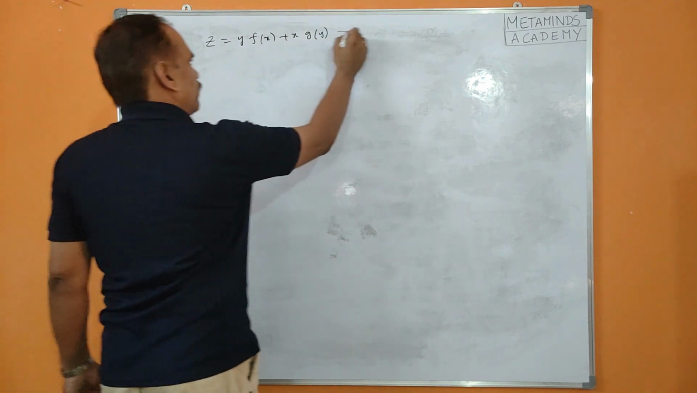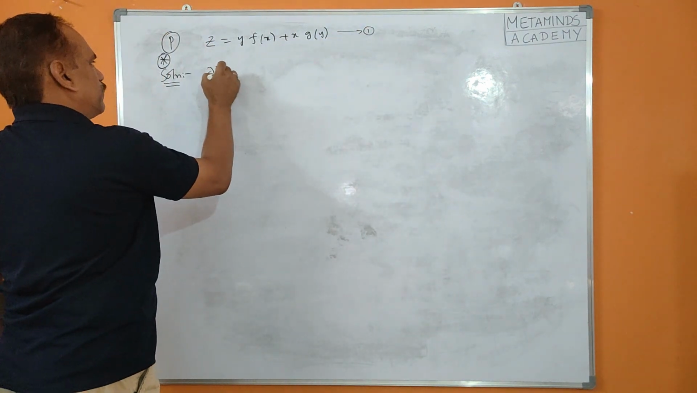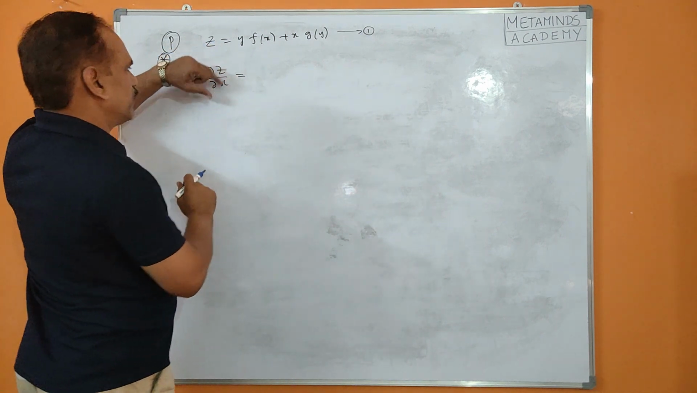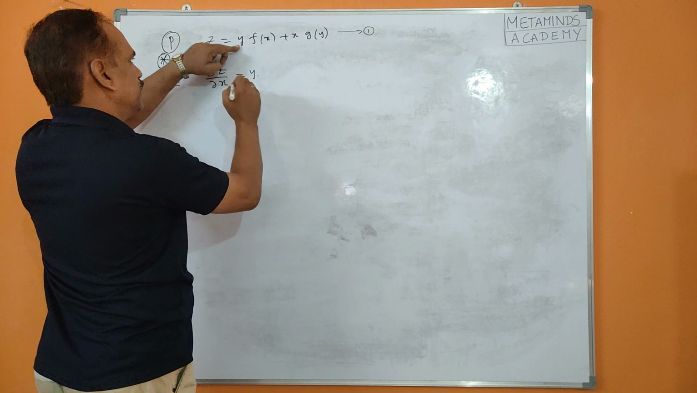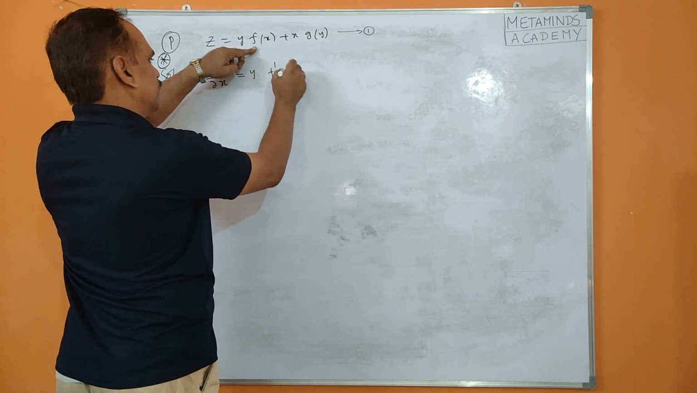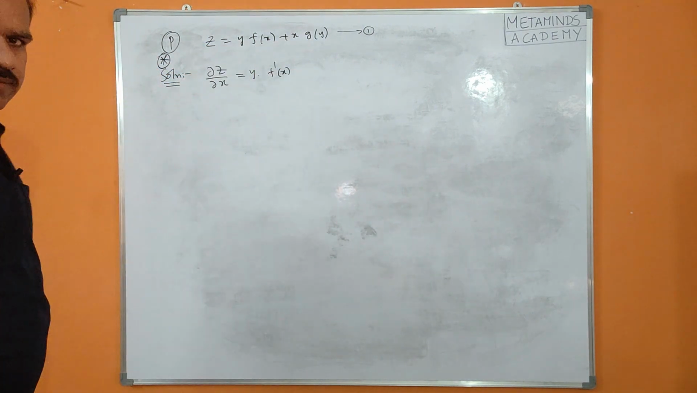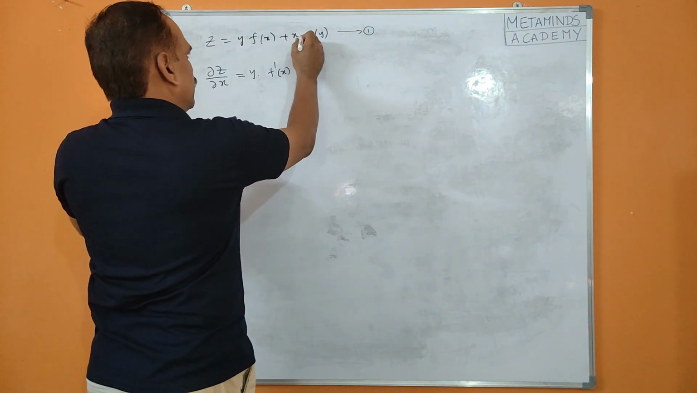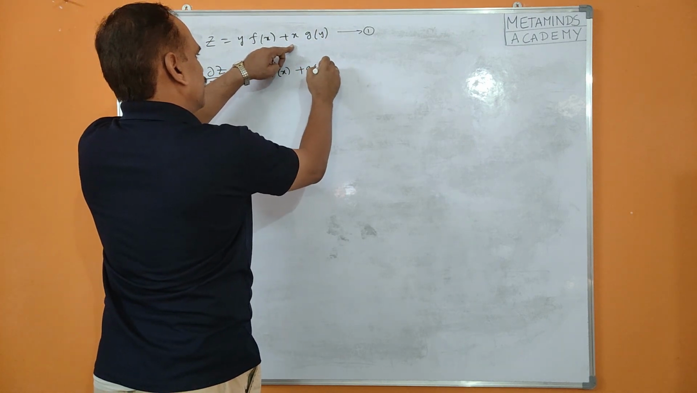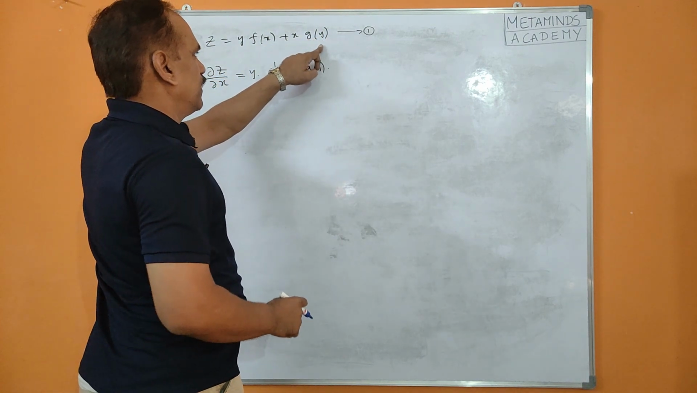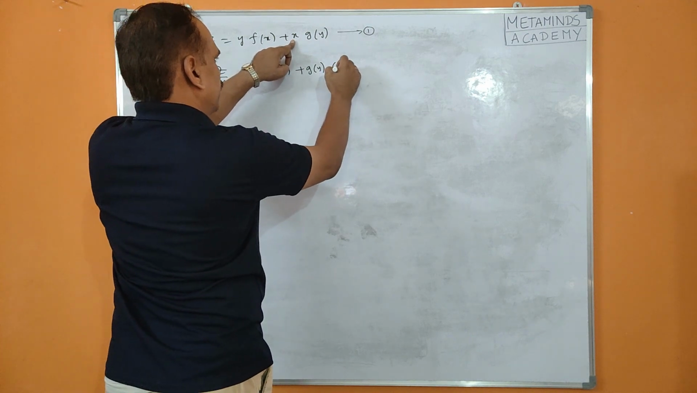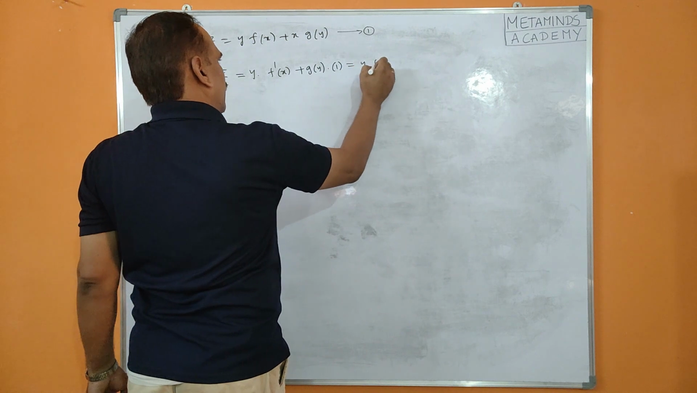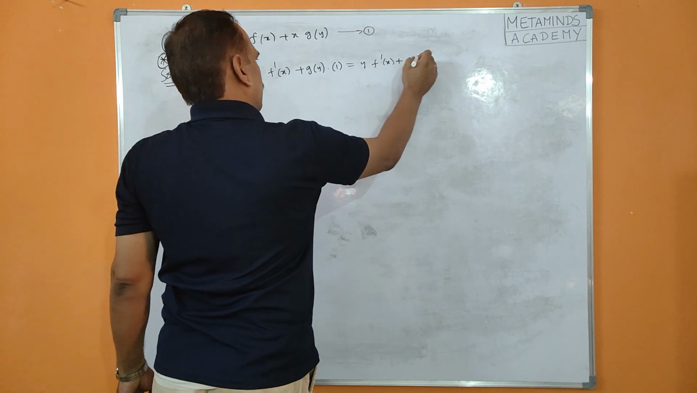Now differentiate equation 1 with respect to x. It is dou z by dou x. We are differentiating with respect to x and y is kept constant. It is y into f dash x. Right? Simply derivative of f of x is f dash x. Plus here you have g of y is constant because there is no x in g of y, into derivative of x with respect to x is 1. So it is y into f dash x plus g of y.